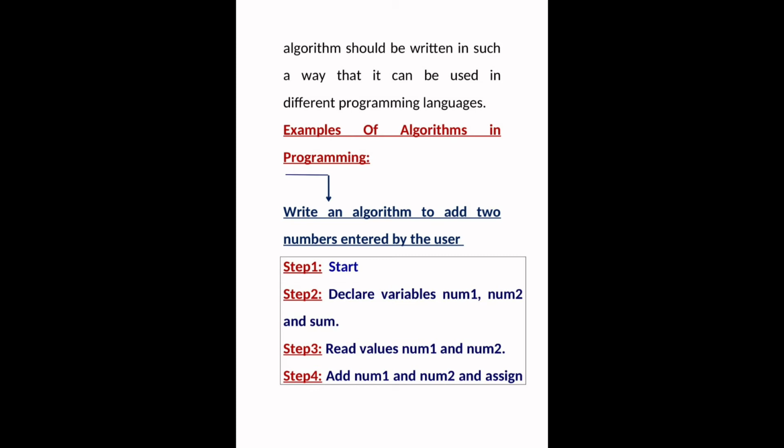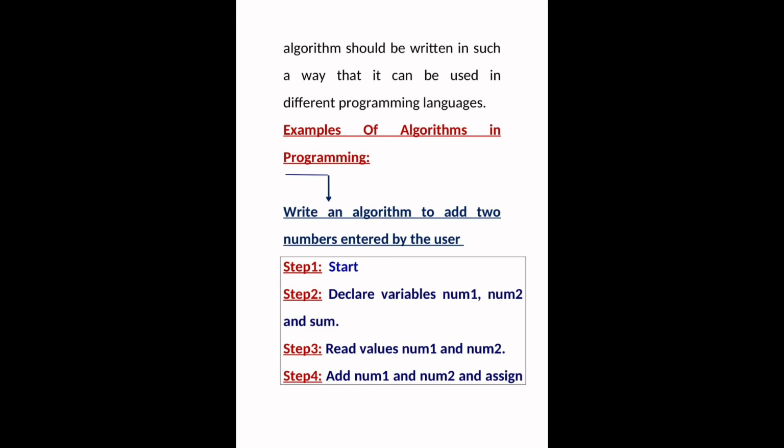Examples of algorithms in programming. Write an algorithm to add two numbers entered by the user. An algorithm should be written so it can be used in multiple programming languages. So we don't want to write the same algorithm for many different programming languages. That saves our time.